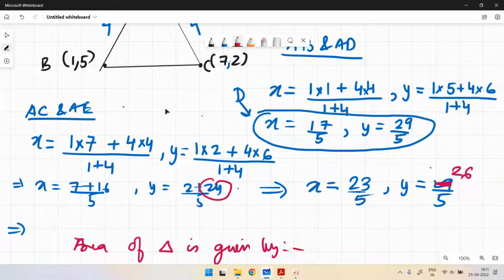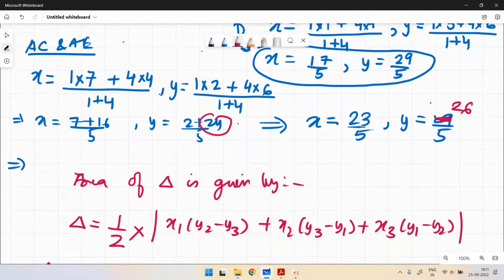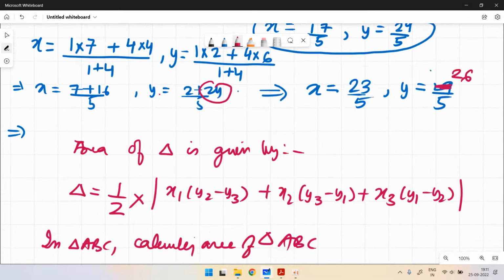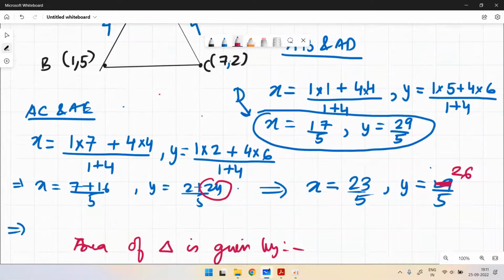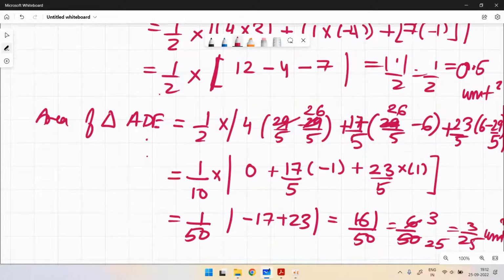So this will be 26, not 29. So instead of 29, you need to write 26. One of the 29s is 26 by 5. That's 26 by 5, and this is also 26. So this is 29. This is correct.